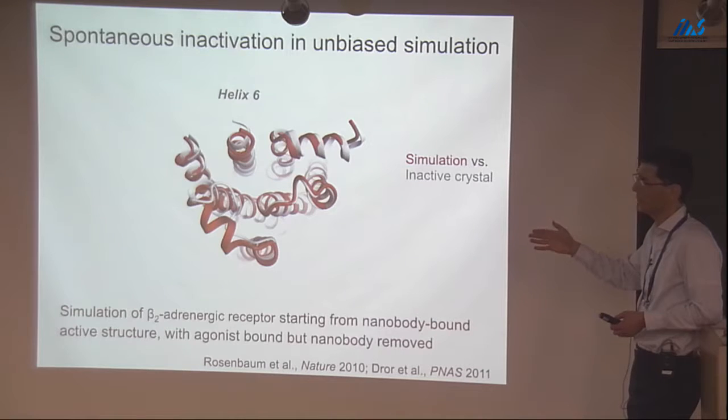But now, using simulations like this, we can actually study the activation process. Because what we're simulating here is essentially activation in reverse. We're simulating the transition of an agonist-bound receptor from its active state to its inactive state. And so by doing such simulations repeatedly and looking at the process of the transition, we can characterize the activation process.